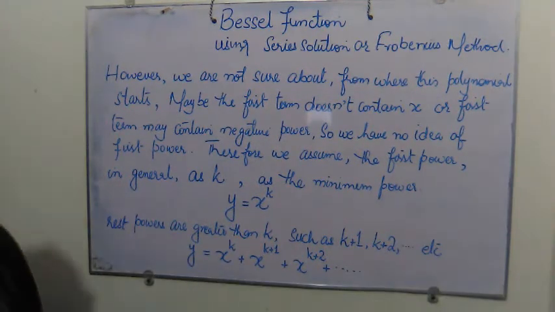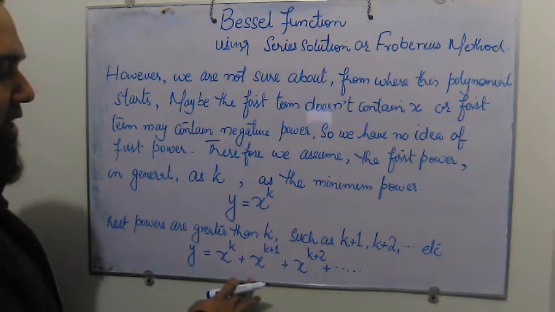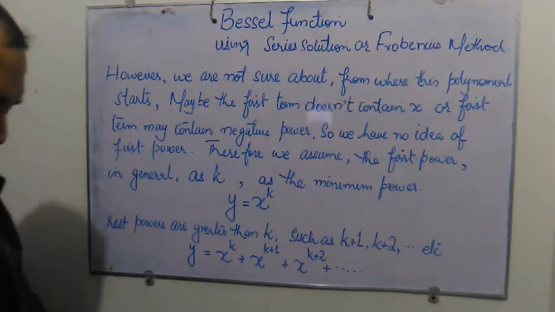However, we are not sure where this polynomial starts. Maybe the first term does not contain x, or the first term may contain a negative power. So generally we assume that the minimum power is k. So we assume a solution of the kind y is equal to x raised to the power k, and the rest of the powers are greater than k, that is k plus 1, k plus 2, etc. So we assume a general solution of something like y is equal to x^k plus x^(k+1) plus x^(k+2) plus so on.